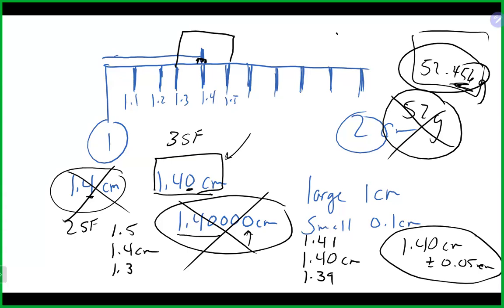By the way, the uncertainty in the measurement is not always the last number, but it is always the last significant figure. And what I mean by that is this. Let's say I had this measurement here, 12,000 centimeters.